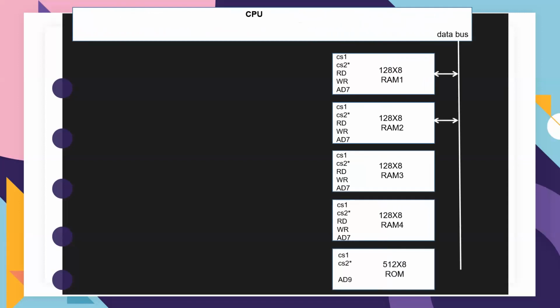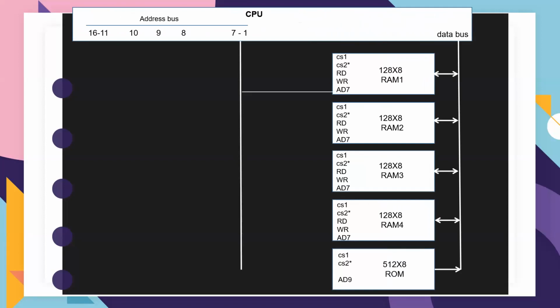RAM and ROM chips are connected to the CPU through the data and address bus. Here we are using the address bus. It takes address lines 1 to 16, and the lower order lines 1 to 7 in the address bus.